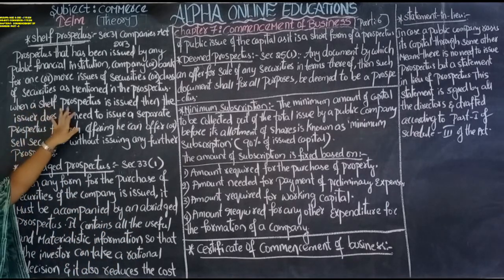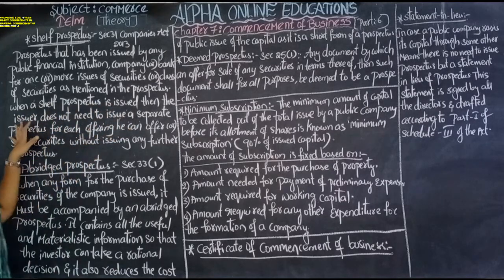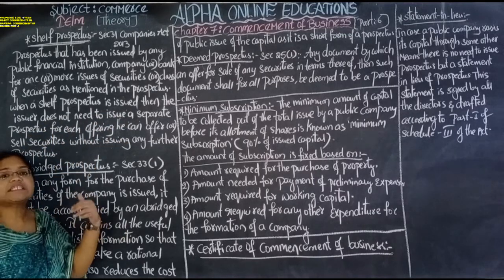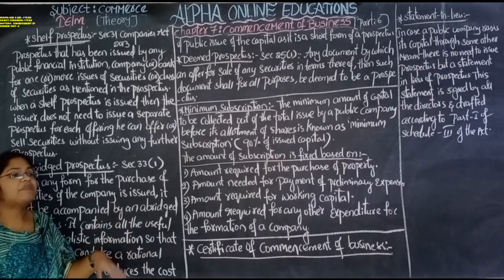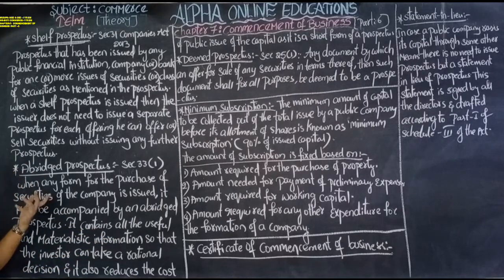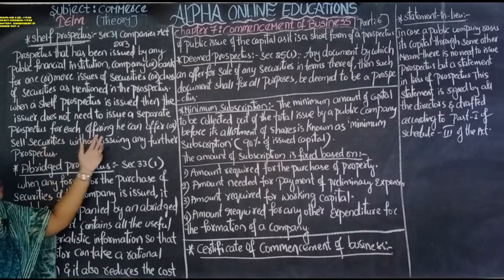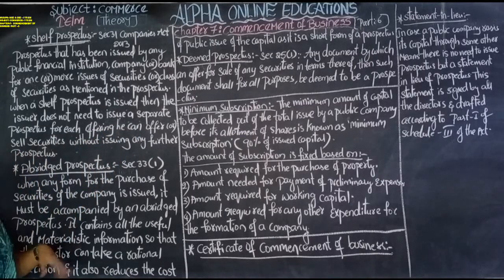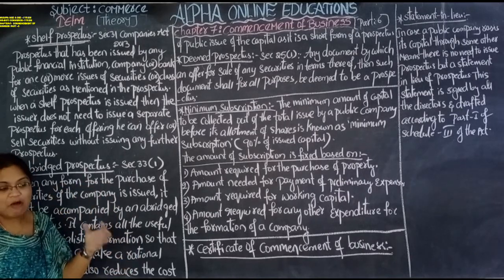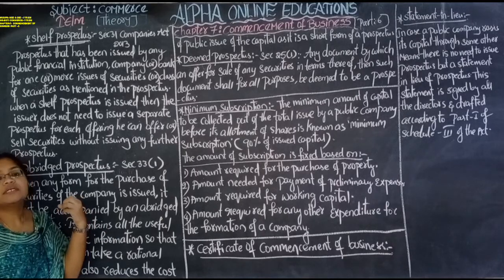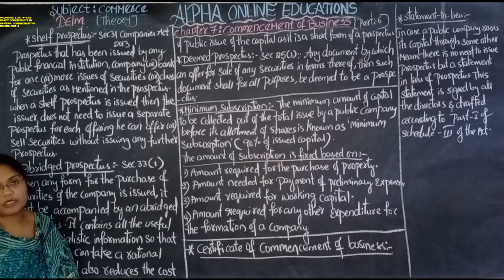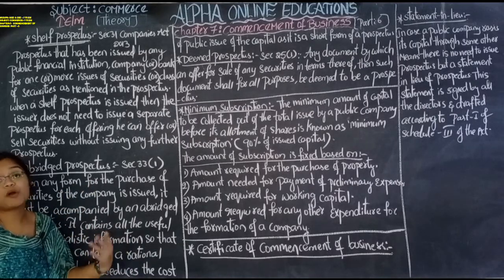When a shelf prospectus is issued, the issuer does not need to issue a separate prospectus. If you are issuing a shelf prospectus, there is no need to issue another prospectus again. For each offering he can offer or sell the securities. When he wants to sell the securities, that is final. Whatever we want to raise by issuing the securities, we can issue it, and after issuing the shelf prospectus, there is no need to issue other prospectuses again and again.